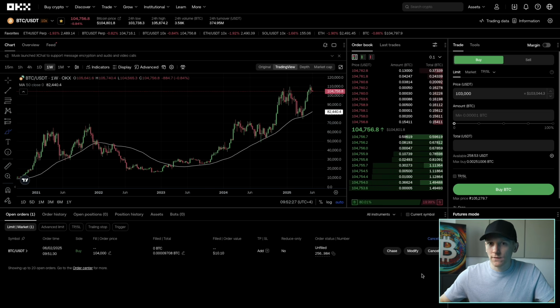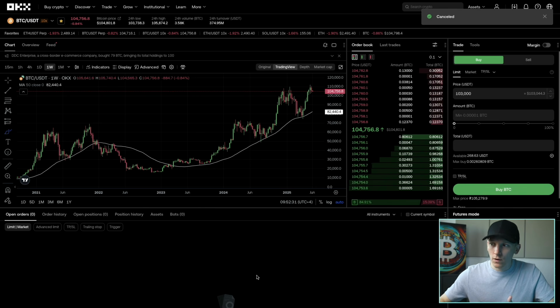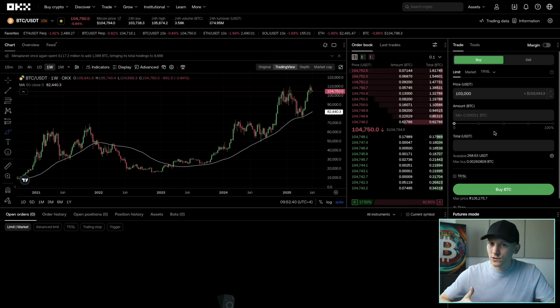So what you can do is you can close this or cancel it right here. Cancel out, that order is gone. Now you don't pay any trading fees for that because you haven't traded. You only pay trading fees when you exchange the assets. But that's how we put a limit order in, but we didn't trade right now.